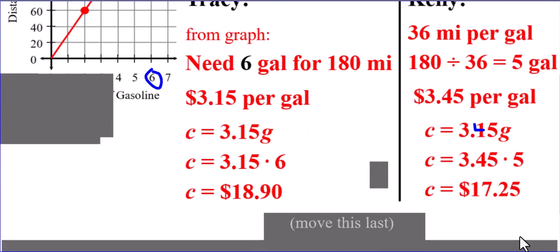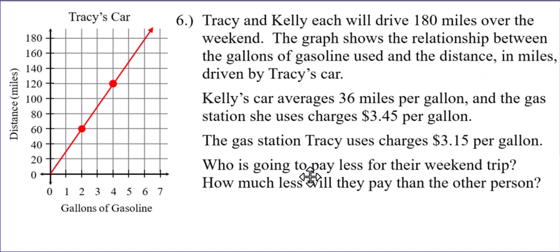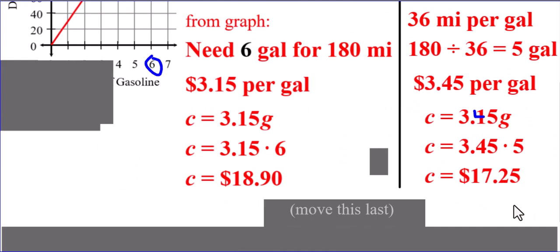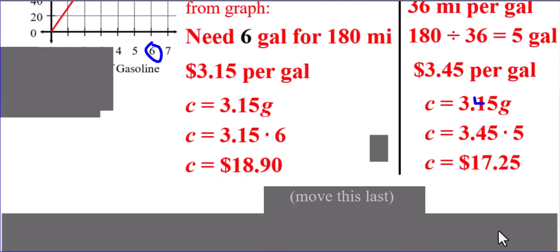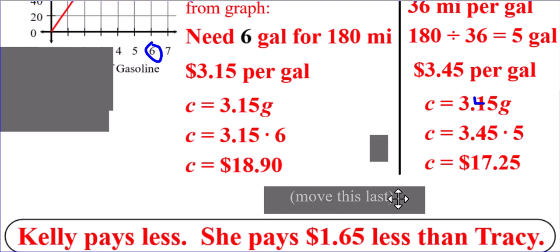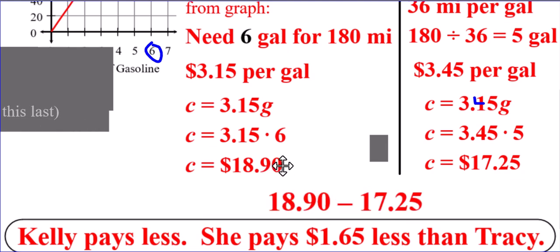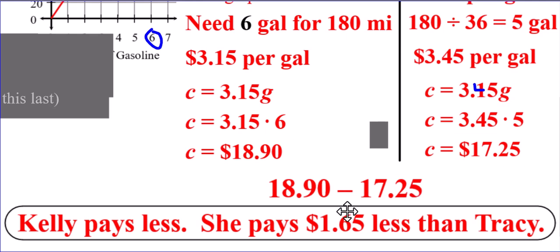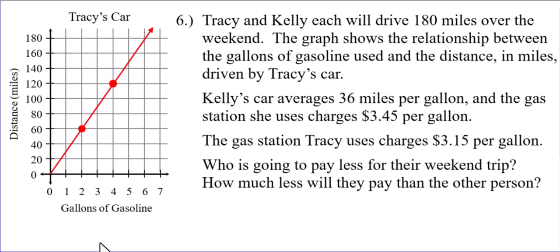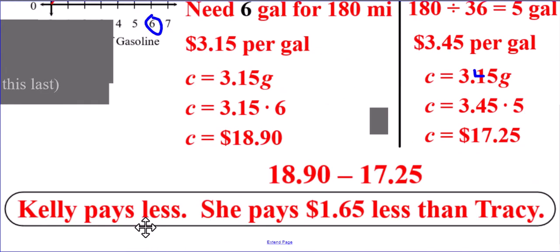Now, what did the question want to know? The question said, who is going to pay less? And how much less will they pay than the other person? Well, the person who's going to pay less is Kelly. And we are going to have to subtract to find out how much less. Boom, $18.90 subtracted by $17.25 means Kelly is paying $1.65 less than Tracy. So there you go. I made sure I answered the question. It was a 2-part question. I made sure that I answered that Kelly pays less and she's going to pay $1.65 less than Tracy.